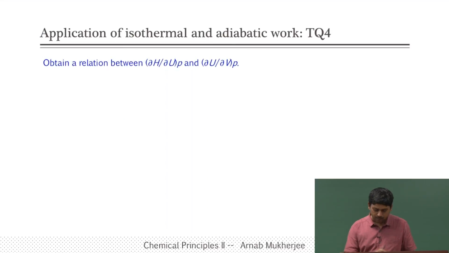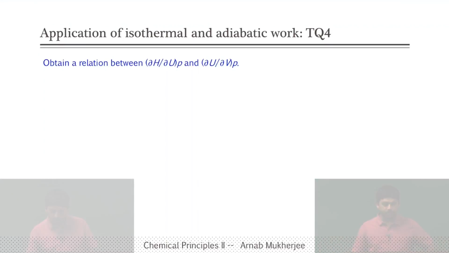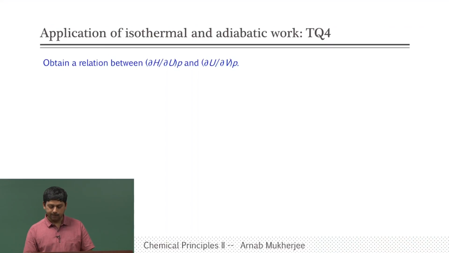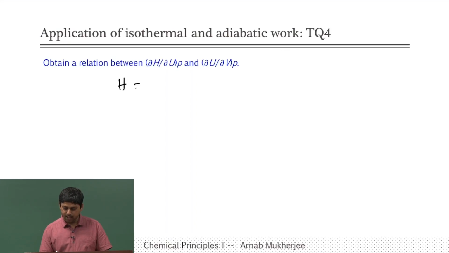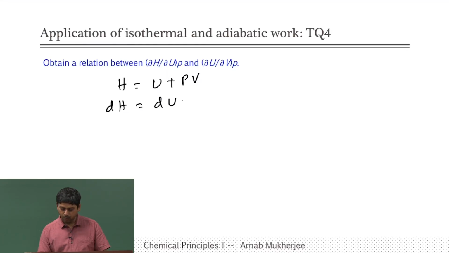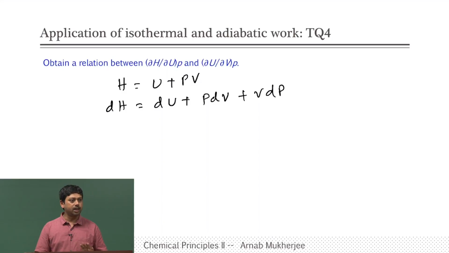Okay, good. So, now comes another problem. Obtain a relation between del h by del u at a constant p and del u by del v at a constant p. We have to see that both are at a constant pressure, and we also know the relation between h and u. So, h is u plus p v, right. So, dh will be what? du plus p dv plus v dp. Every term will be there, because we did not put any condition as of yet.